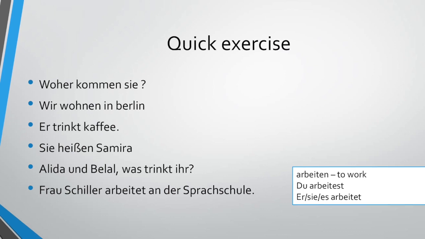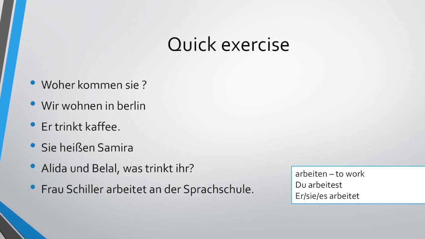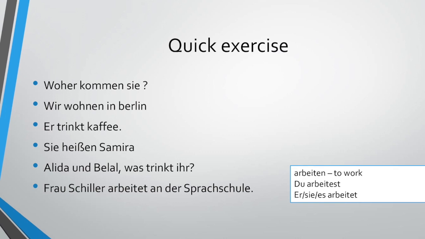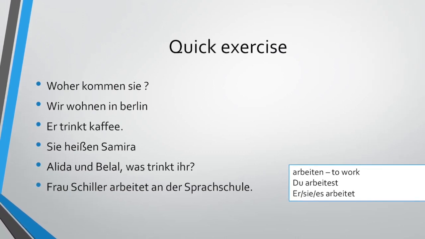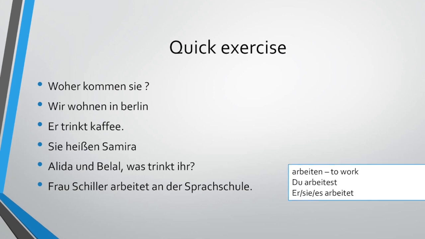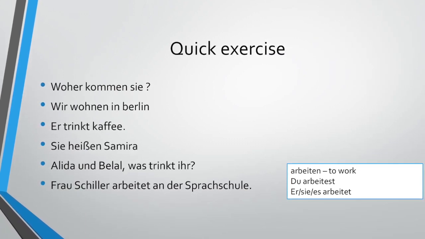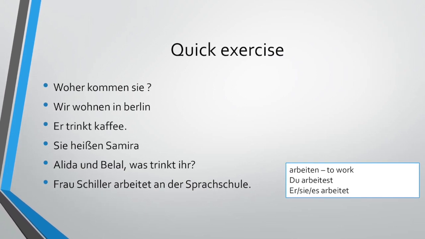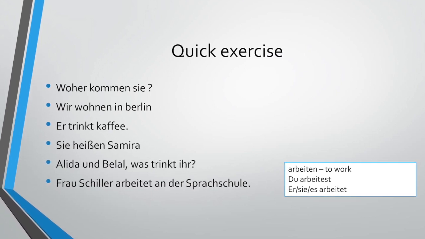Now we will do a quick exercise. Woher kommen Sie? Where are you from? Wir wohnen in Berlin. We live in Berlin. Er trinkt Kaffee. He drinks coffee. Sie heißen Samira. She is called Samira. Her name is Samira. Alida und Bilal, was trinkt ihr? Alida and Bilal, what are you drinking?